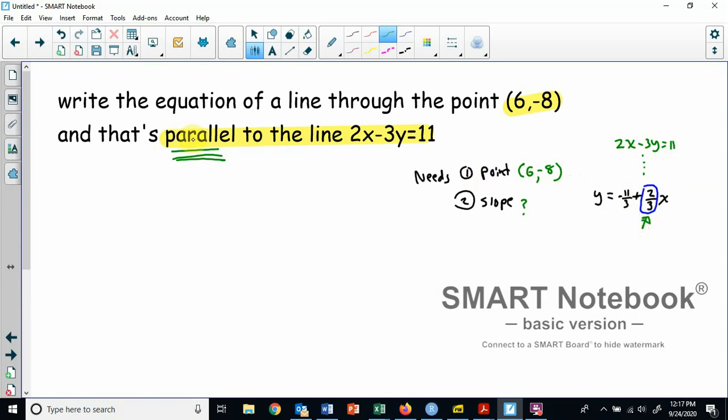Now, how are my line and that line related? They're parallel. Remember, parallel means we're going to have the same slope. So this slope is 2/3, so my slope is also going to be 2/3. Okay? So all we're using this information for right here is to find a slope. So now, do I have a point? Do I have a slope? Now I can write my equation.